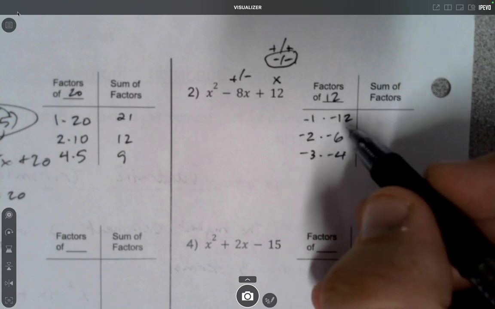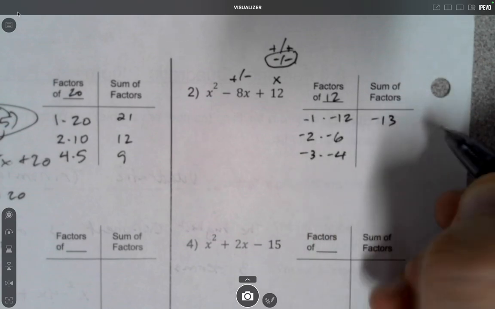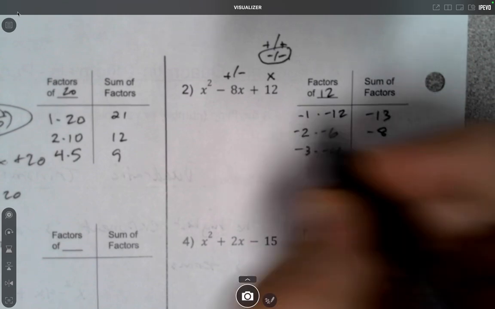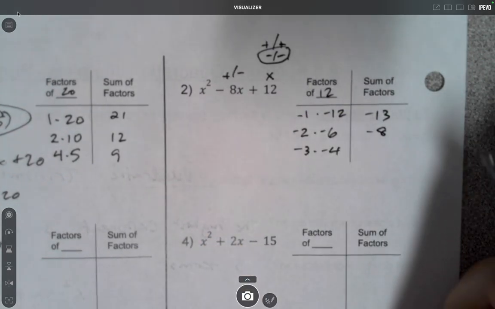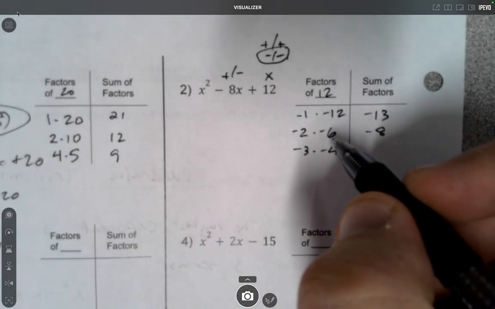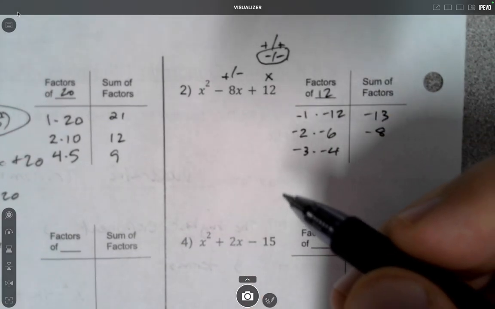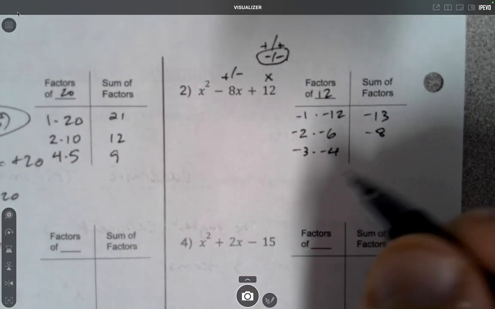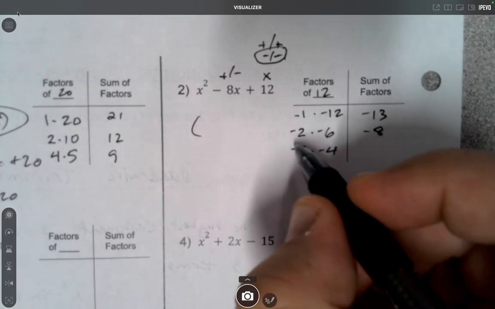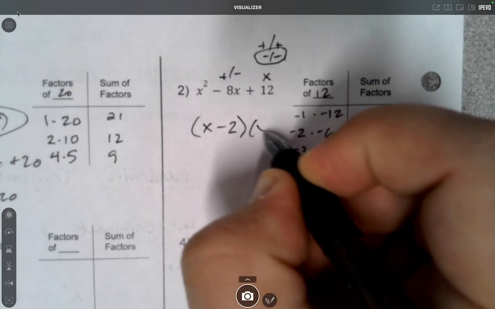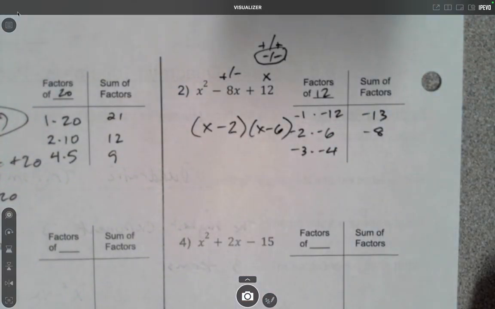So negative 1 plus negative 12 is negative 13. No match. Negative 2 plus negative 6 is negative 8. There we go. There's a match. So you can stop once you find the match. So we see negative 2 times negative 6 does equal positive 12. And negative 2 plus negative 6 equals negative 8, which matches that middle number. So since these are negatives, we'll say x minus 2 and x minus 6.